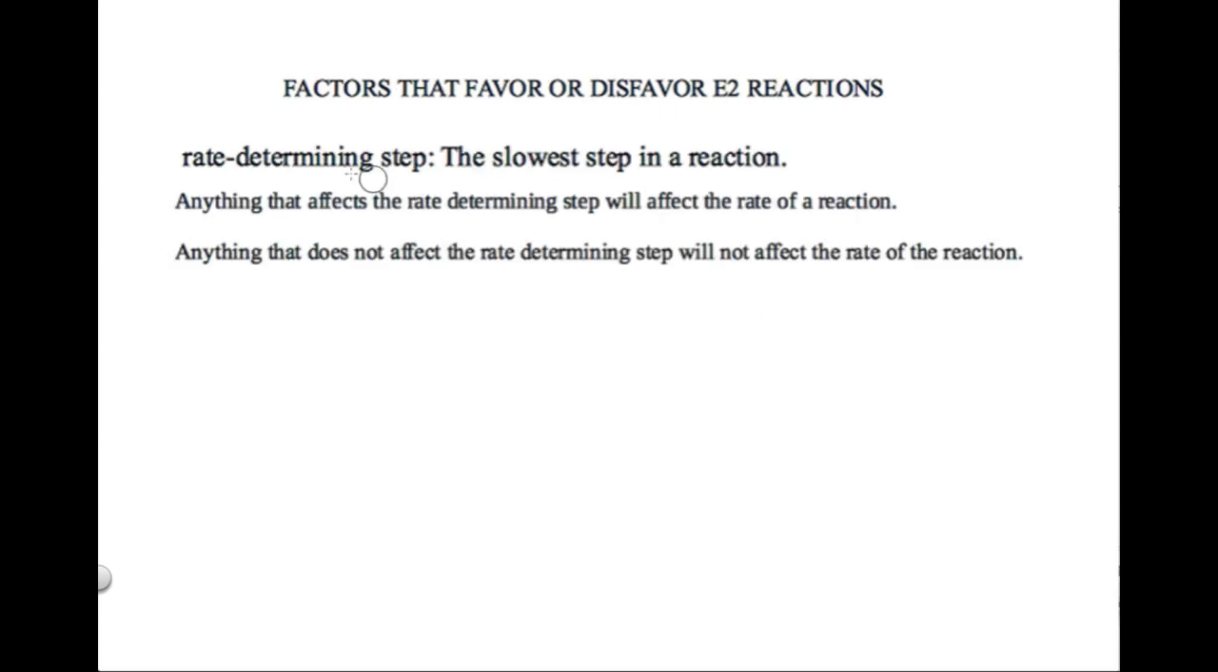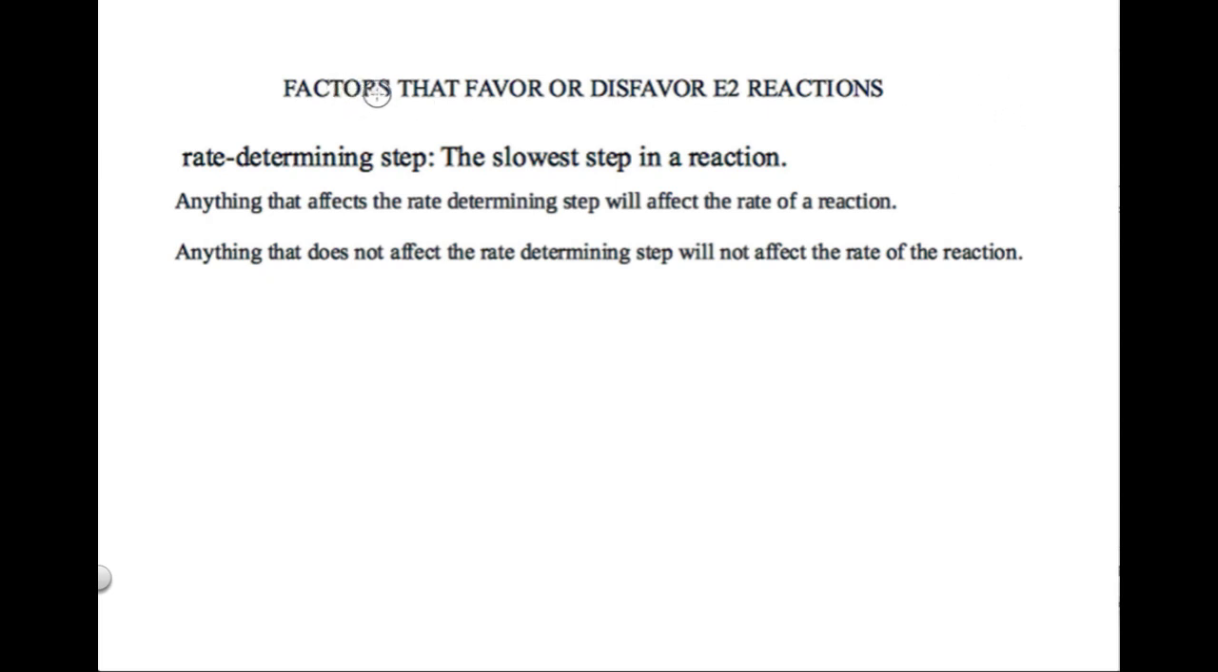Now, in those previous videos, we saw that a key concept here is the rate-determining step. How would you define the concept of rate-determining step? Here's the answer. The rate-determining step is the slowest step in a reaction. You could also call it the most difficult, hardest step in the reaction. This is important because anything that affects the rate-determining step will affect the rate of the reaction, and also anything that does not affect the rate-determining step will not affect the rate of the reaction.